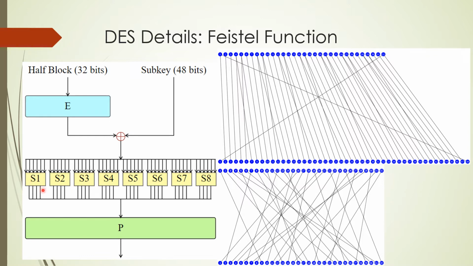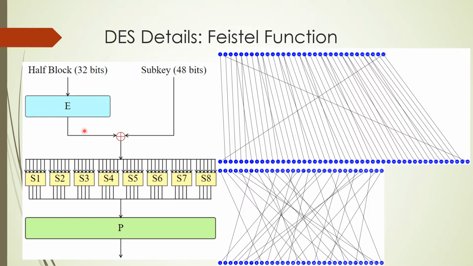But the important point here is each of those S-boxes will reduce the number of bits from 6 to 4, so that in total, when you have 48 bits given to these 8 boxes, the output will be only 32 bits. And that 32 bits will be used for the output of the current round.